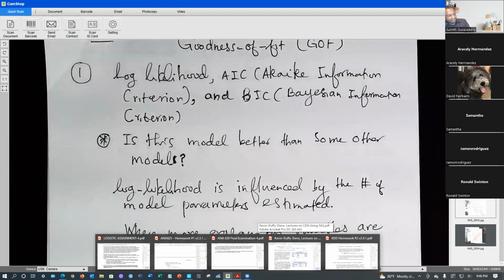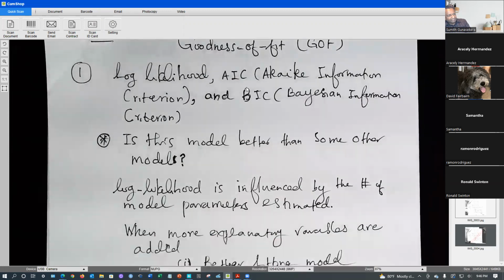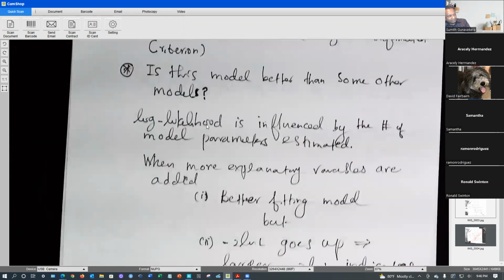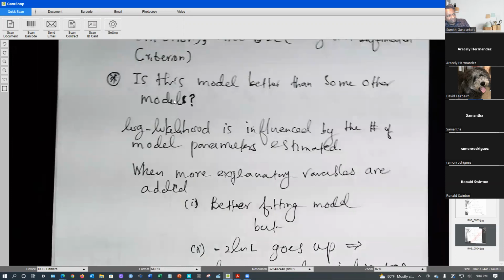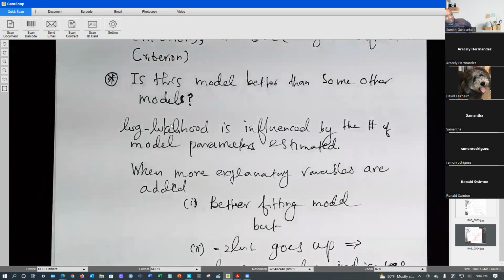Log likelihood, AIC and BIC, BIC or SC, Schwartz, okay. Is this model better than some other models?